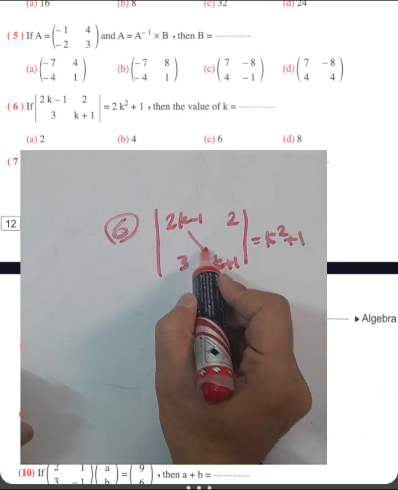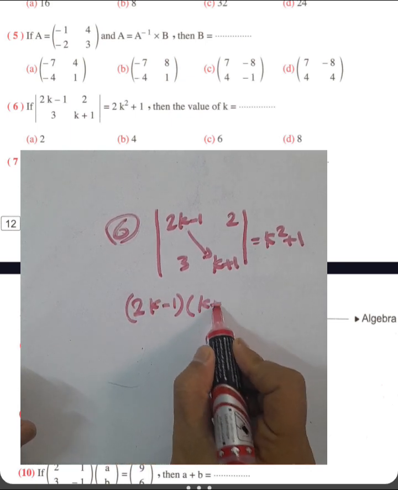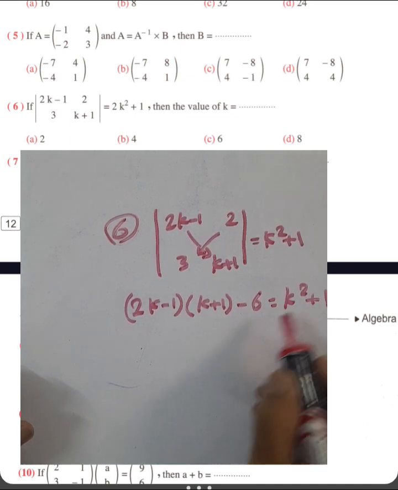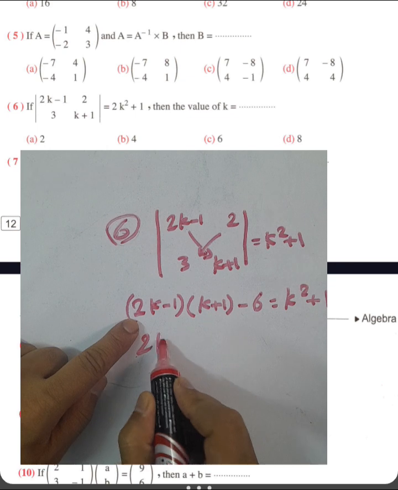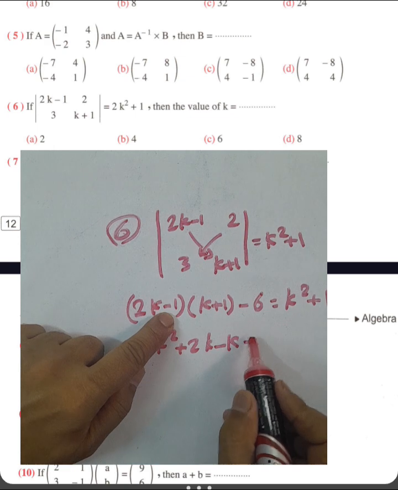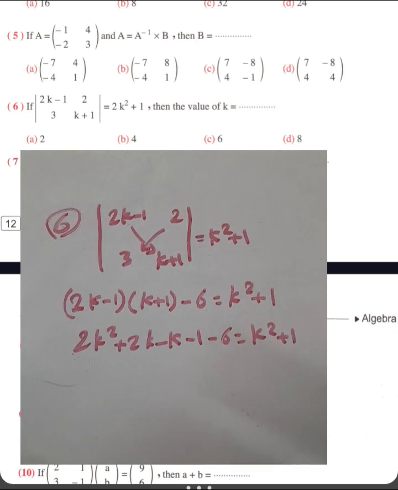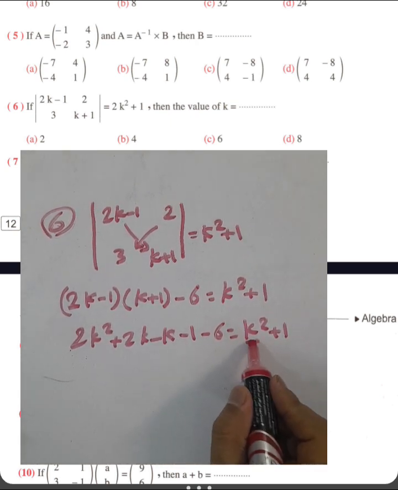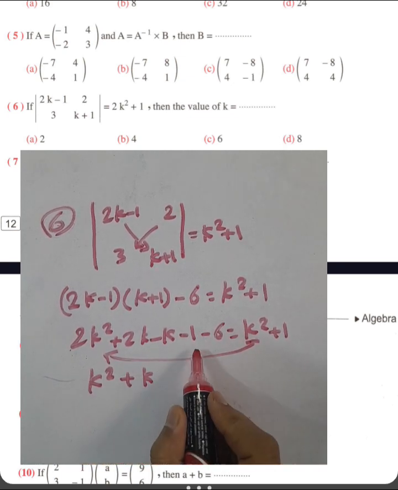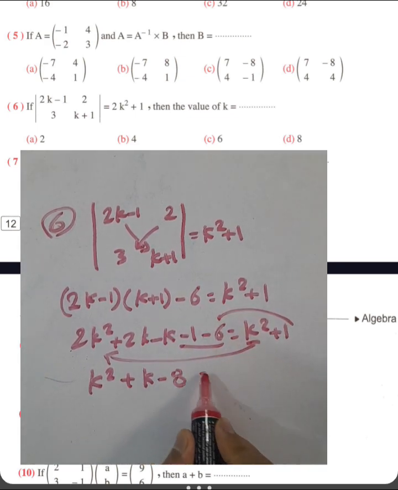We can write the product between them: 2k minus 1 times k plus 1, subtract 2 times 3 equals 6, equals k squared plus 1. 2 times k times k will be 2k squared, 2k times 1 will be 2k, negative 1 times k will be negative k, negative 1 times 1 will be negative 1, minus 6 equals k squared plus 1. Moving terms here: 2k squared minus k squared is k squared, 2k minus k is k, negative 1 and moving here negative 1 minus 1, negative 7 minus 1 will be negative 8, equals 0.